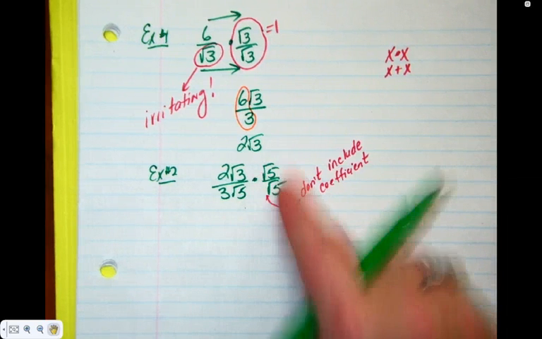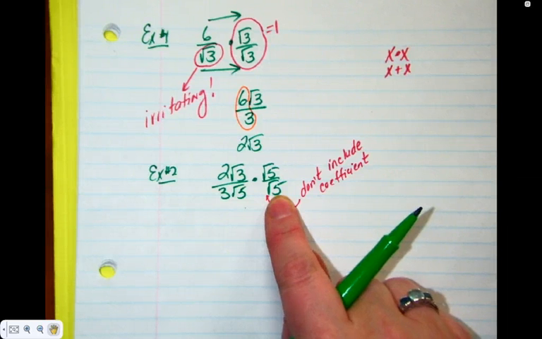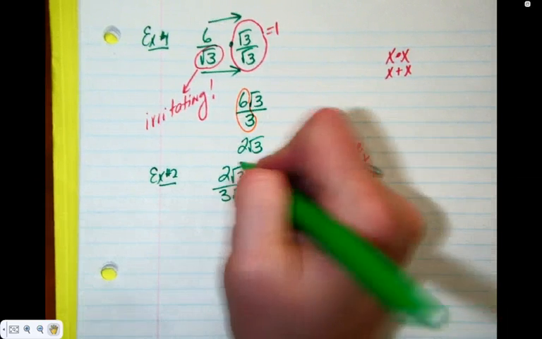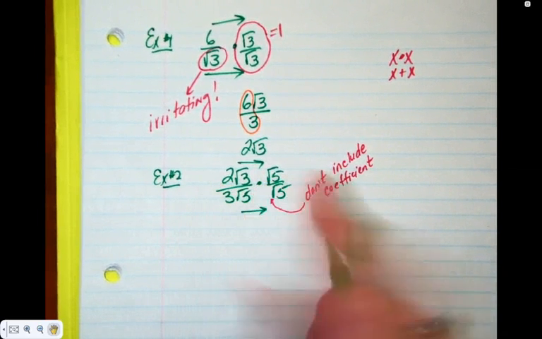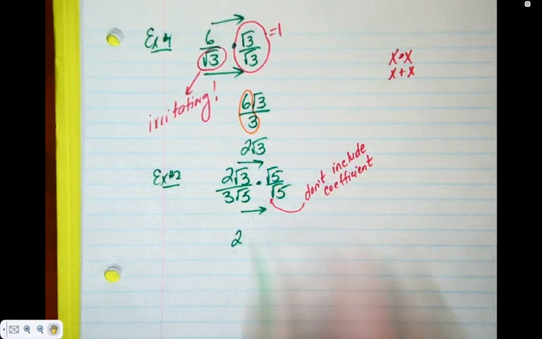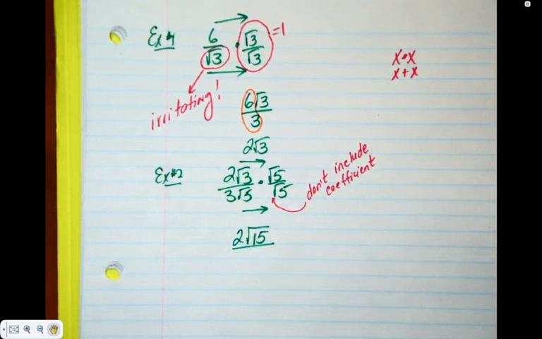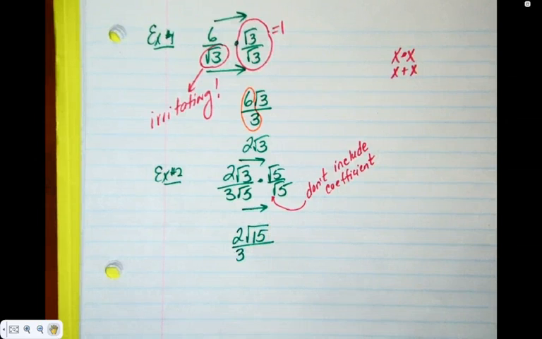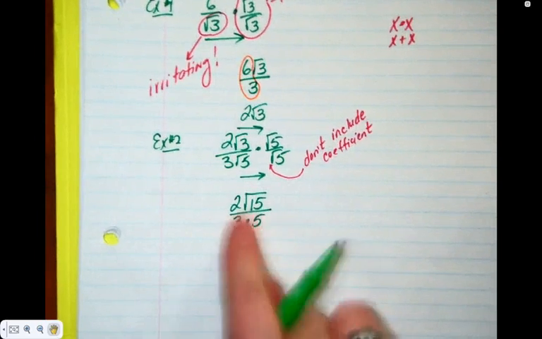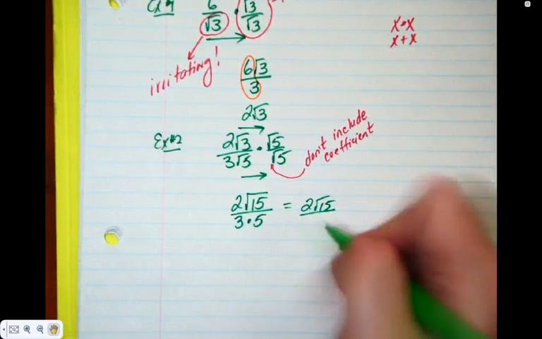What is root 5 over root 5 equal to? And that's the only reason I can do this, because I'm multiplying by 1, and multiplying by 1 isn't going to change anything. Top times top, bottom times bottom. Coefficient times coefficient, so 2 times 1. Root 3 times root 5. On the bottom, 3 times 1. Root 5 times itself. And the last step, I'm just going to simplify the bottom. What is 3 times 5?